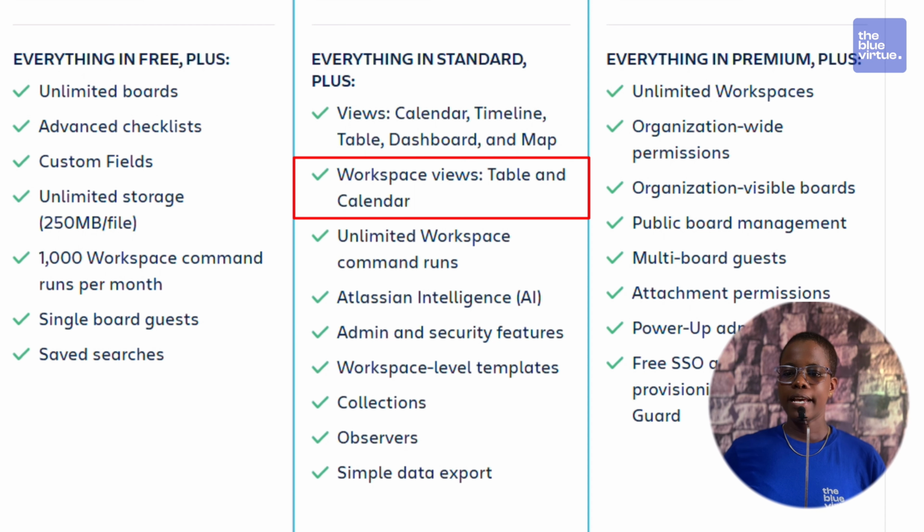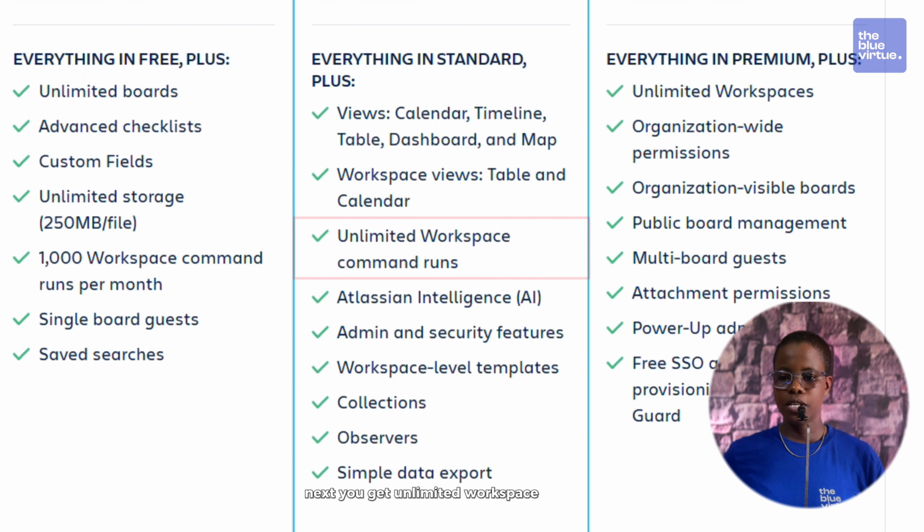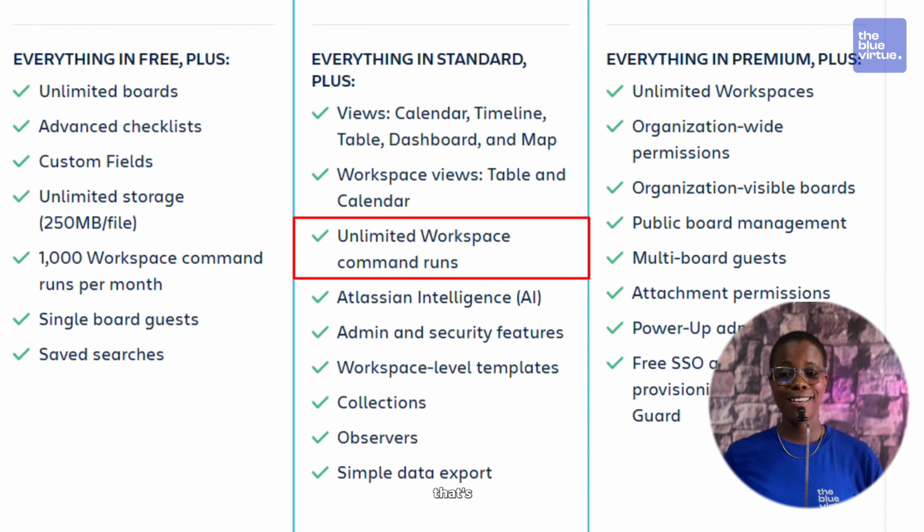All right. So next, you get unlimited workspace command runs. That's sweet. There's no rest for your assistant. So you can send your assistant on several errands. You can set up several rules for repetitive tasks and all of that, and it just runs without you. Even when you're sleeping, they're running. That's really good.